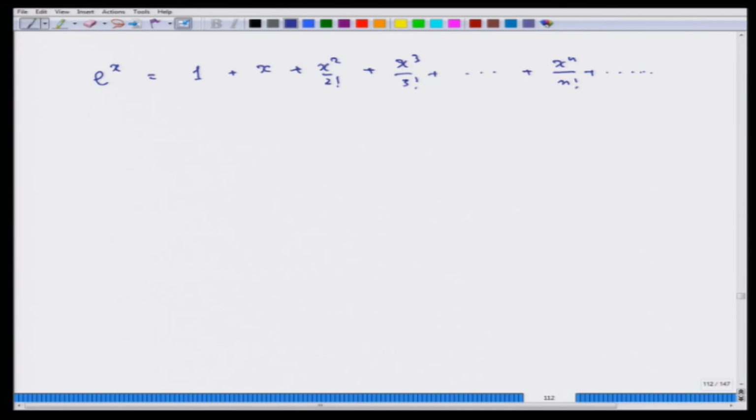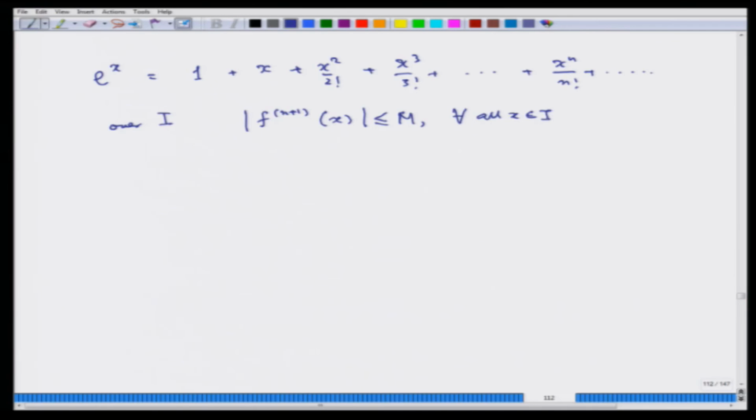Now, how will you estimate the remainder? Suppose I am over an interval I which is closed and bounded, and over which a continuous function, say f, or any derivative is continuous, because it is infinitely differentiable, then it will have a bound, say over I, mod f^(n+1) x is less than or equal to some capital M for all x in I, some interval which could be closed and bounded, or it could be closed but not bounded like R. But suppose this is bounded; here also for the e to the power x case we have shown the bounds, right.